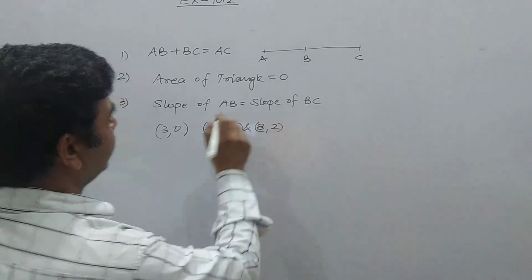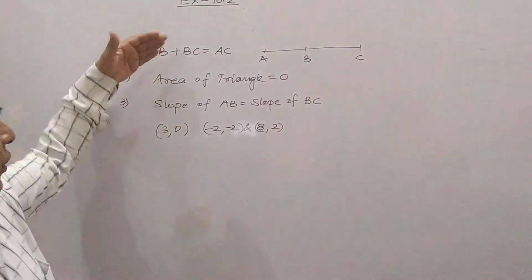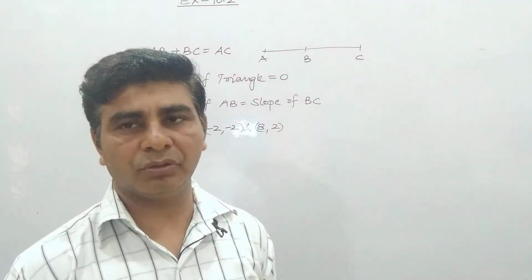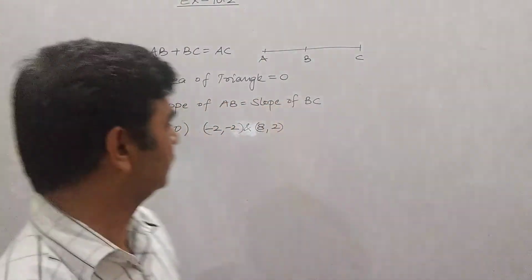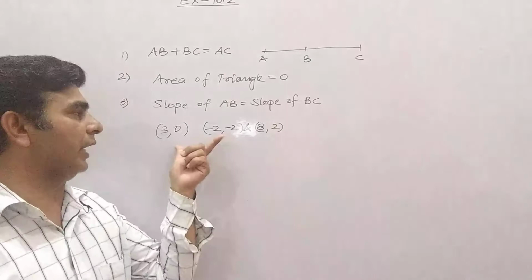We need to show that these 3 points are collinear, but we don't have to use any of the 3 methods. We have to use the concept of equation of line. So what will we do? We will form an equation of a line through any of the 2 points.